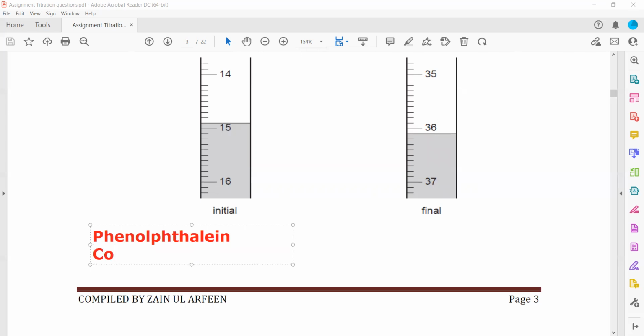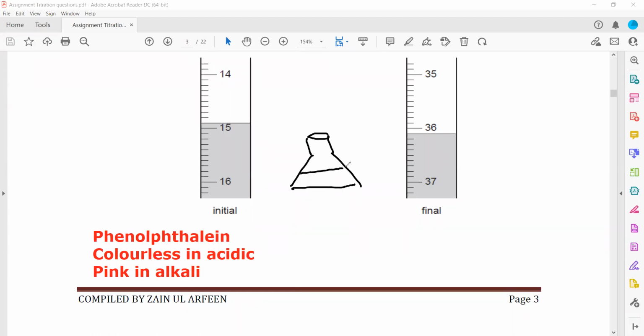phenolphthalein is colorless in acidic and it is pink in alkaline. So any alkali will be pink. So in the experiment, what happened? We have a conical flask, and that conical flask was filled with calcium hydroxide. When we add drops of indicator, because calcium hydroxide is an alkali, what will the color appearance be? It will be pink.